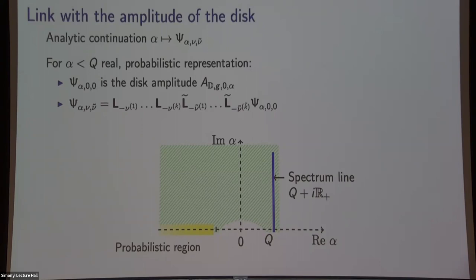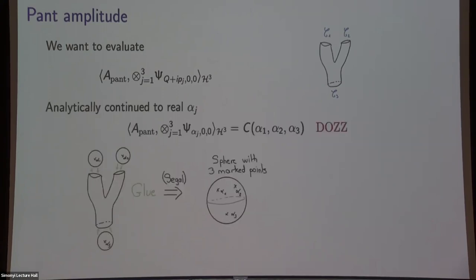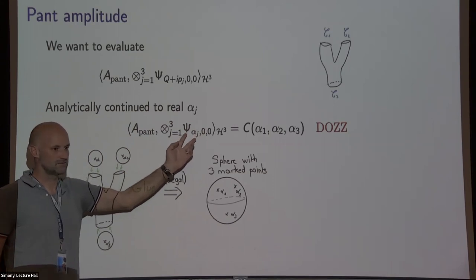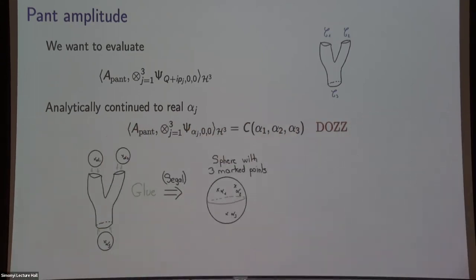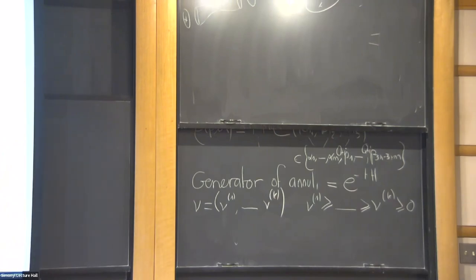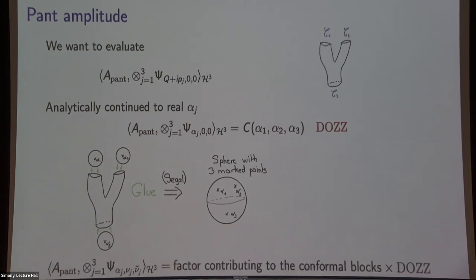Okay, so now I just want to recap what I did. For the reason I mentioned a bit before, what you want to do is to compute the point amplitude on these eigenstates. What's annoying here is the fact that the parameter is complex. So the first thing you do is to analytically continue to real values. And as I said a bit before, when you analytically continue to the real values, these are disk amplitudes. So this corresponds to the picture upstairs. You just glue disks to the point to get the three points here. Something similar appears when you compute the point amplitude for the descendant field.